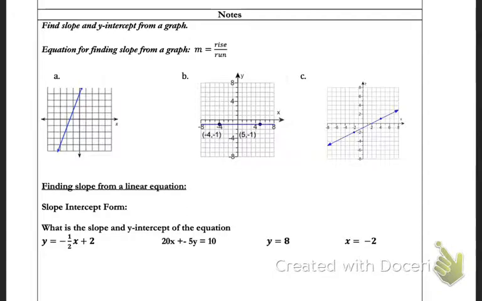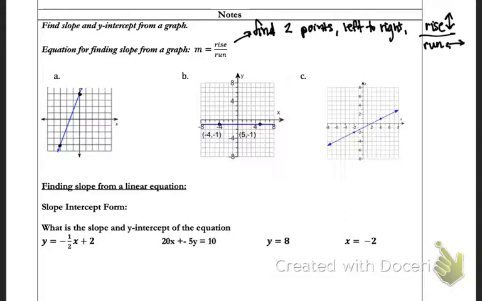Now we're going to find the slope and y-intercept of these given graphs. You can find the slope, remember the letter for that is m, by rise over run. What I like to do is find 2 points on the graph, because in graph A you can see that they're not labeled, and then go from left to right. And to find slope first, I go rise over run.